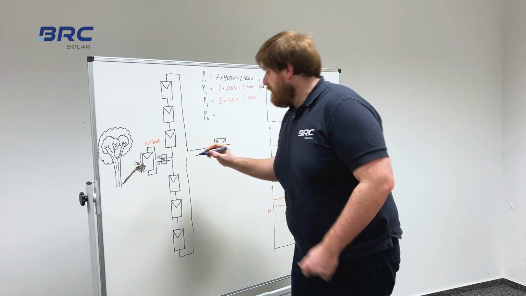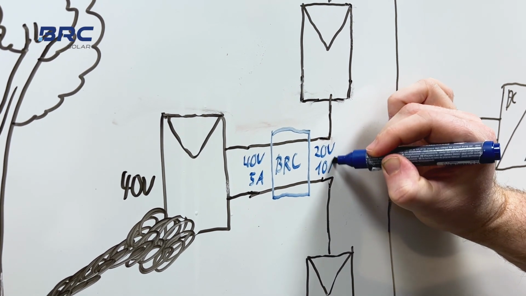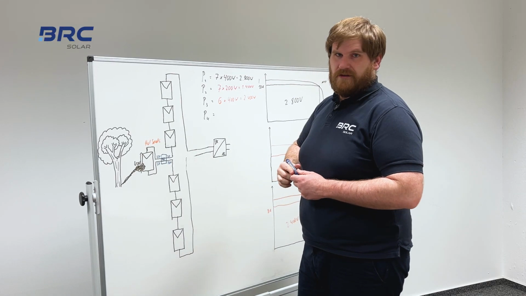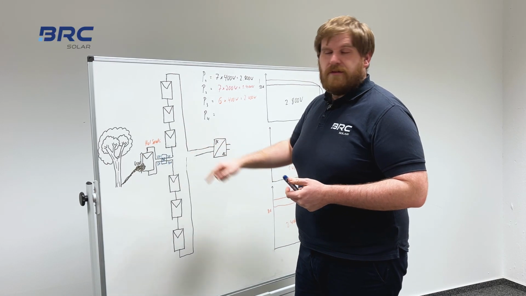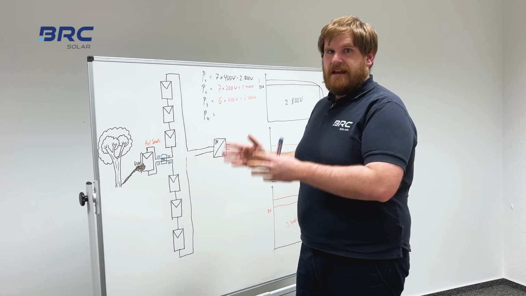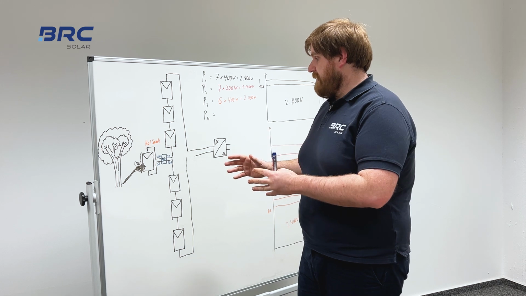Optimizing in this case means we are decreasing the voltage to increase the current back to the level of all the other modules, or back to the level the inverter wants. So in order to increase the current from 5 amps to 10 amps, we have to decrease the voltage from 40 volt to 20 volt again.